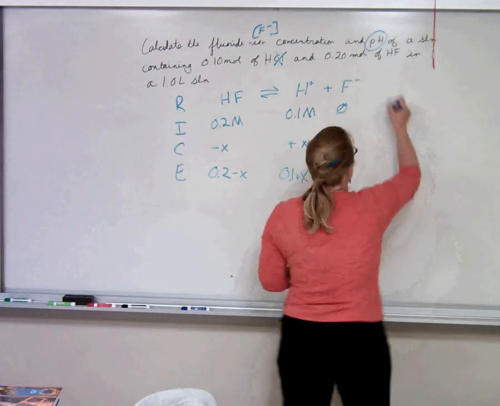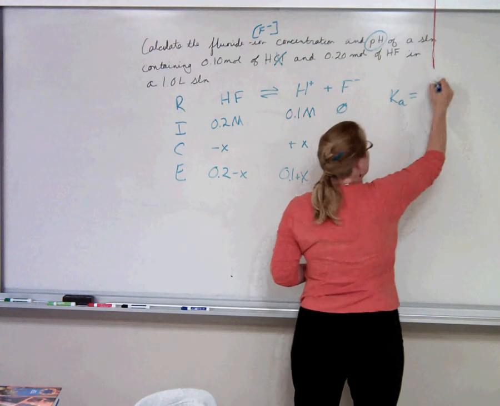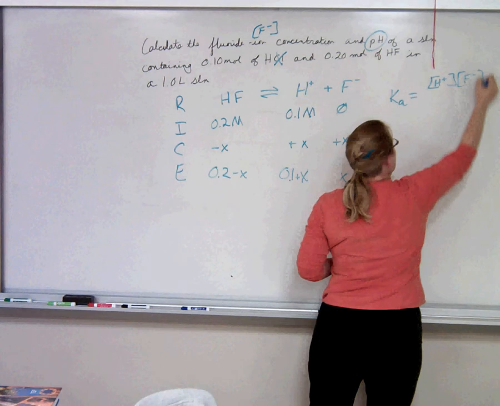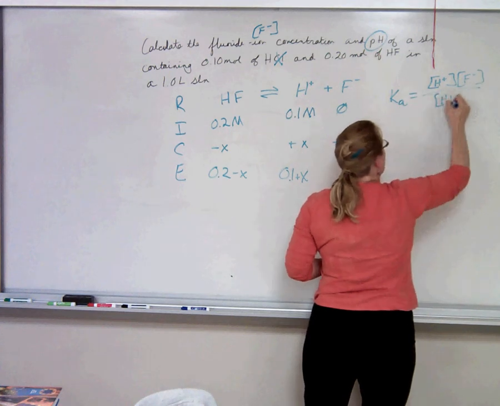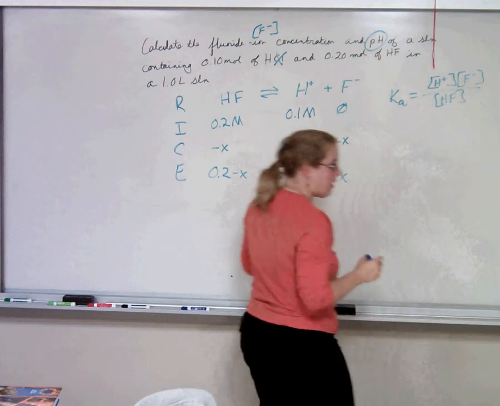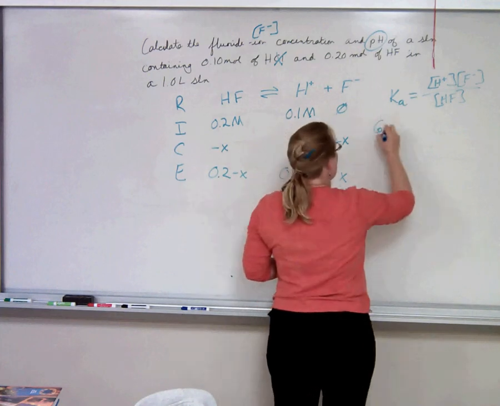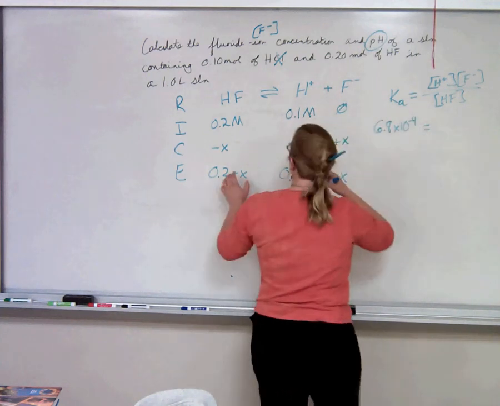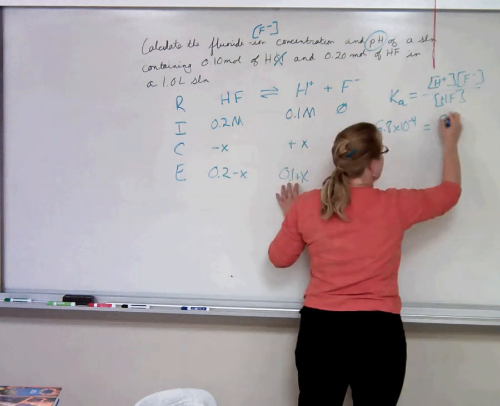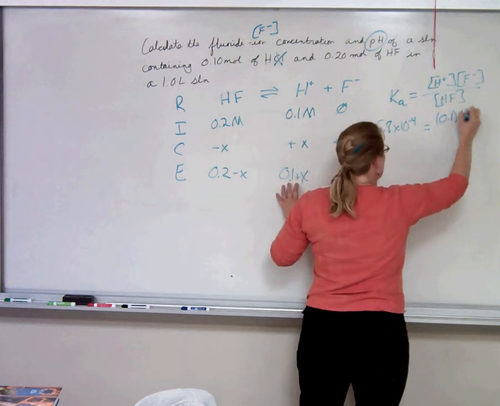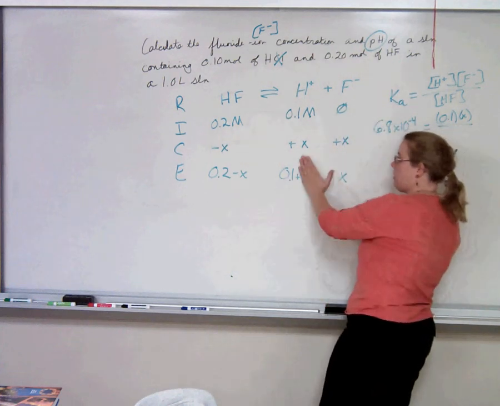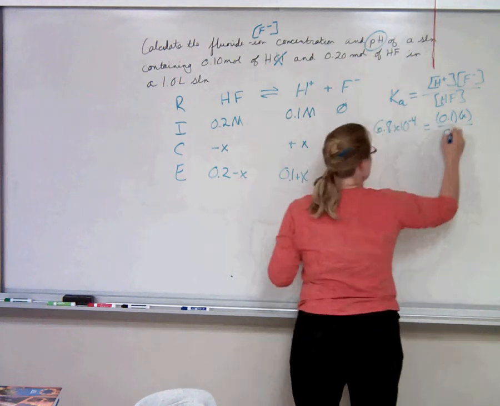We need to write our Ka expression. So we have hydrogen ion, fluoride ion, divided by hydrofluoric acid. And the Ka for hydrofluoric acid is 6.8 times 10 to the negative 4. And that's going to equal, we're going to get rid of our plus x. So 0.1 times x, there's a 0.1 plus x, get rid of the plus x. We're going to get rid of our minus x there, 0.2.